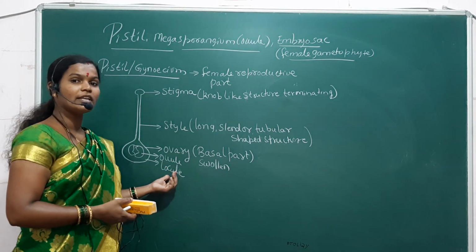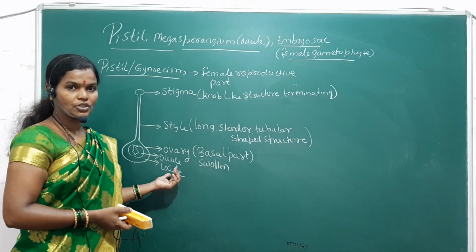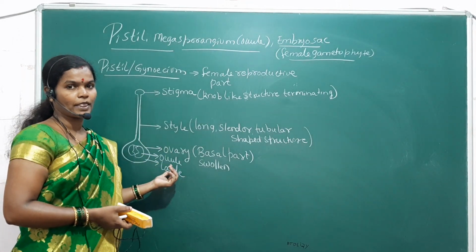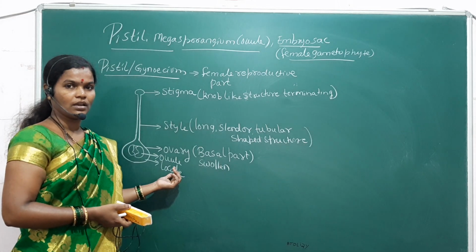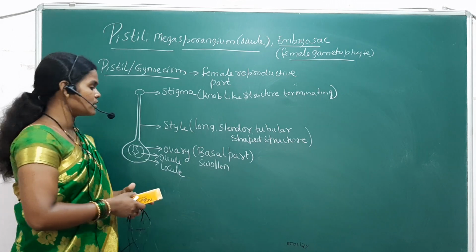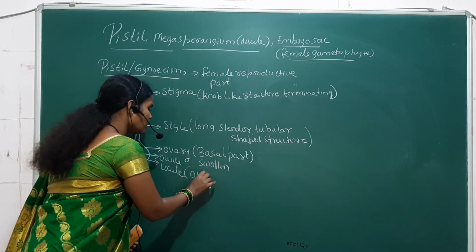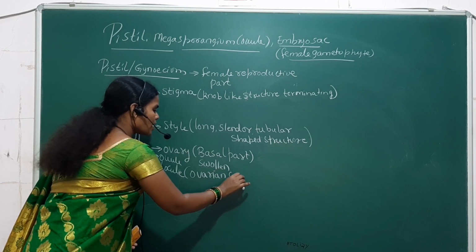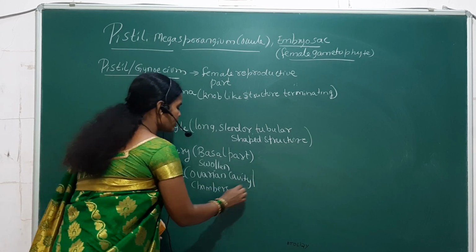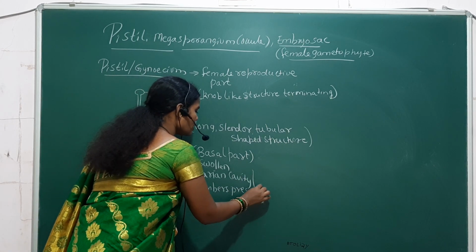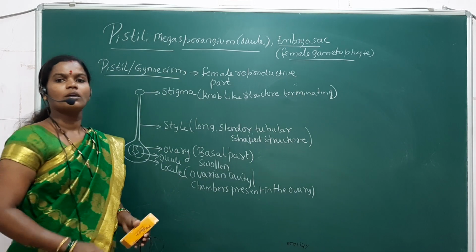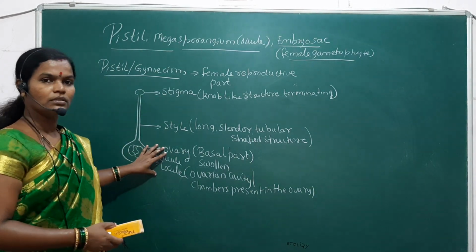Then what is the meaning of the locule here? Locule is the region where the ovule is present. It is the ovarian cavity. The chambers present in the ovary are called locules. Understood? Okay, so this is about the ovary.